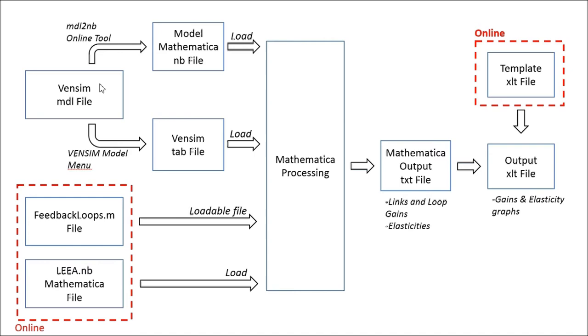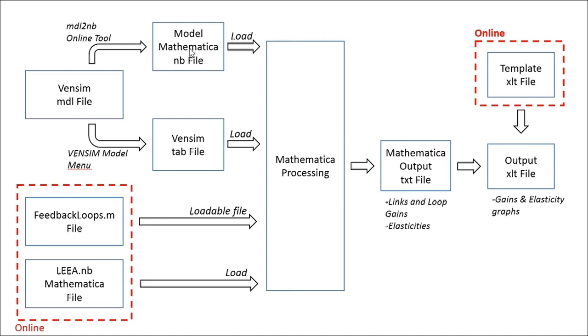The first of these files is the file which contains the information of the model in terms of the loops, the variables, the equations, and so on, which must be in a format suitable for Mathematica. We can obtain this through an online tool generated by Rogelio Oliva, which is called the MDL2NB online tool. We'll show you where to get this tool. So that is the first file, the file which contains the information of the model.